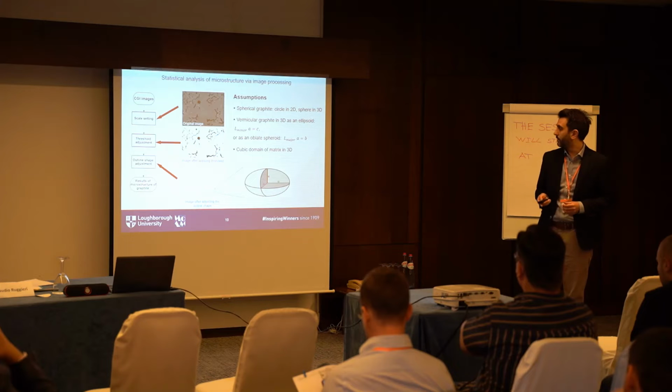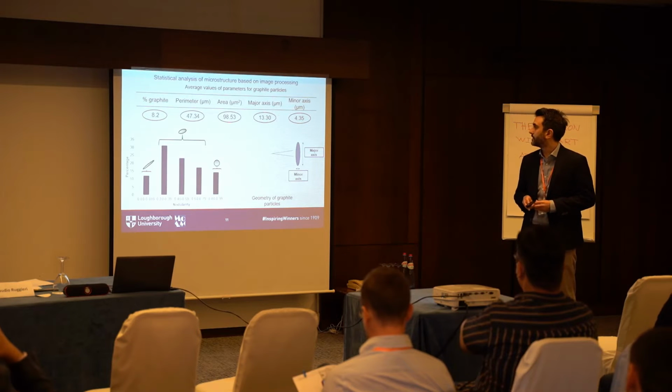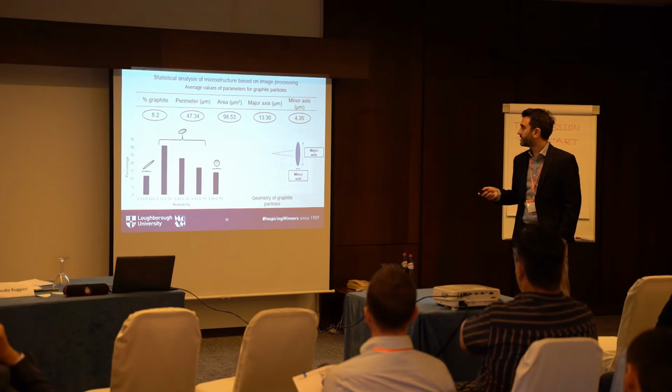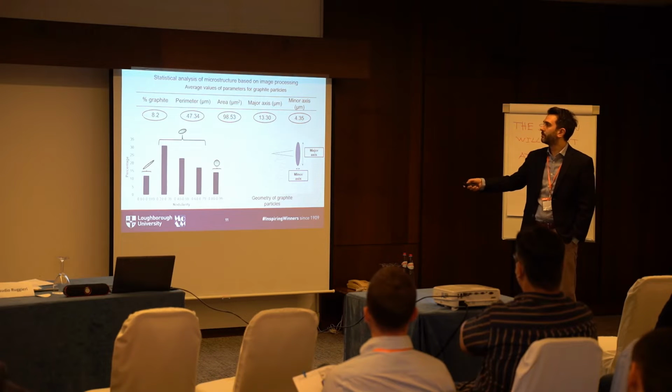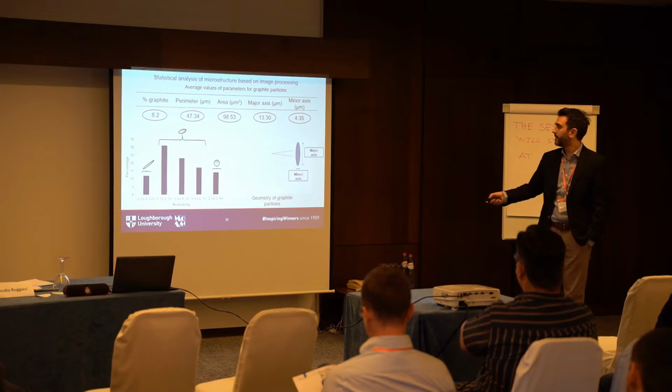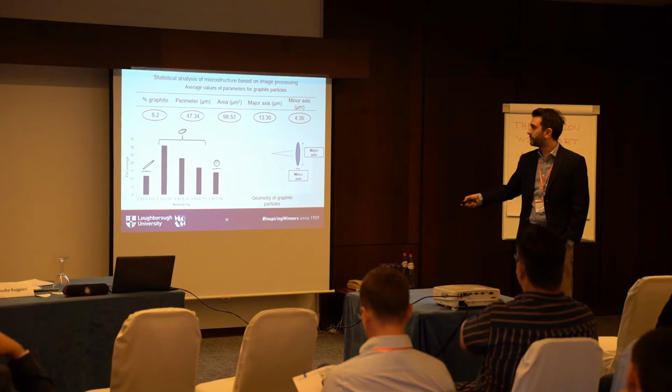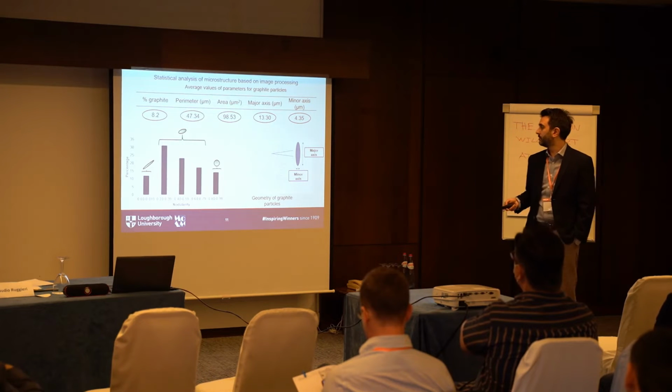And we're going to talk about cubic matrices. Some characteristics here of this statistical investigation show roughly your graphite particle is around 8 to 10% in this material, and if you calculate the nodularity, this varies, the majority of these particles fall within this range. So vermicular to flake.